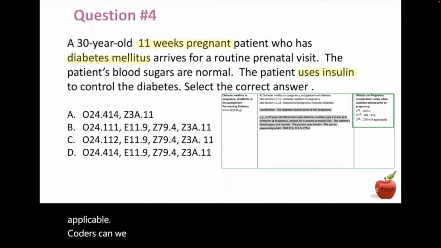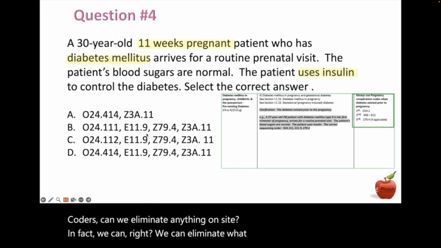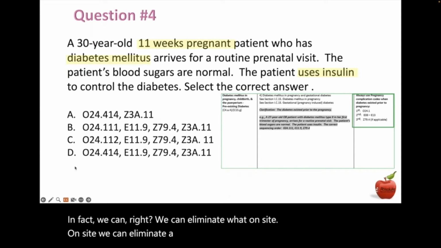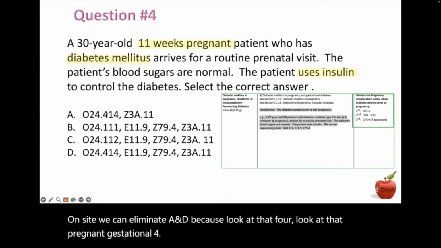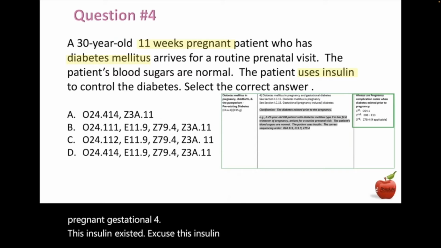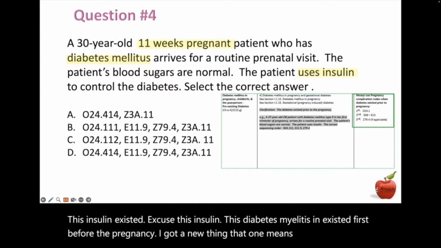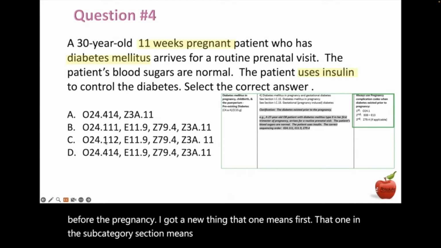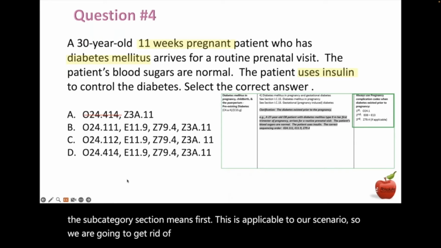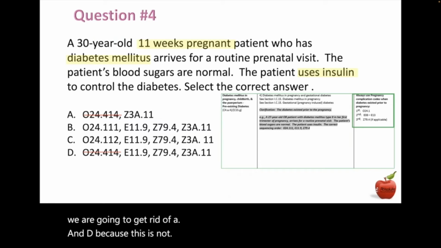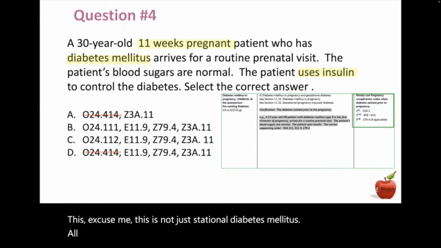Coders, can we eliminate anything on sight? In fact, we can, right? On sight, we can eliminate A and D because look at that 4. Look at that pregnant gestational 4. This diabetes mellitus existed first before the pregnancy. That 1 in the subcategory section means first. This is applicable to our scenario. So we are going to get rid of A and D because this is not gestational diabetes mellitus. All right, so it leaves us with B and C.